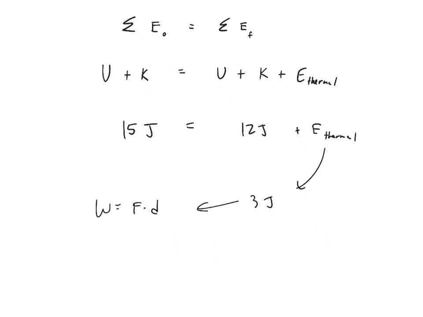All right, that's really the work done. So this becomes 3 joules equals the force of friction times the distance traveled. And then we could solve for either one of these two variables. Either we solve for friction or we solve for the distance traveled along the arc length. We're going to get into this one more next class, okay?